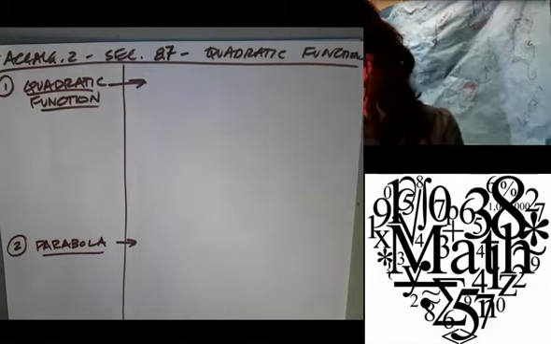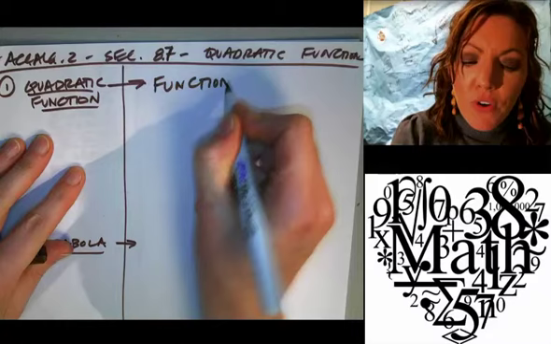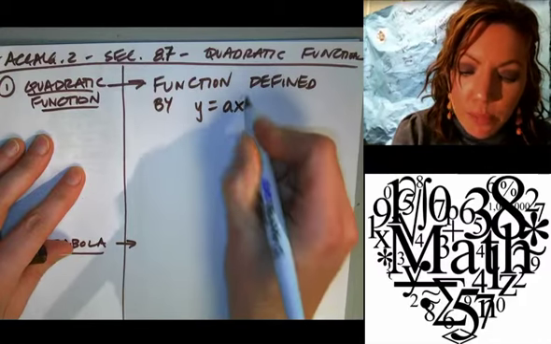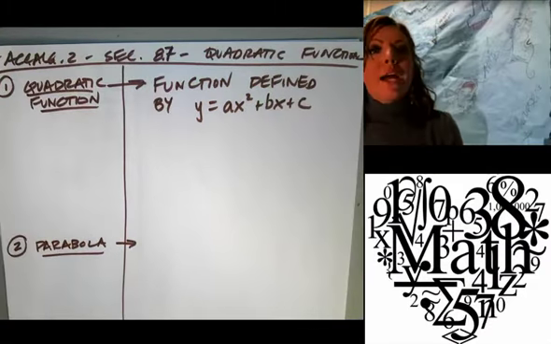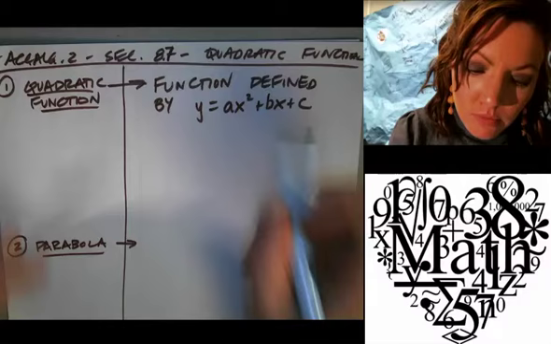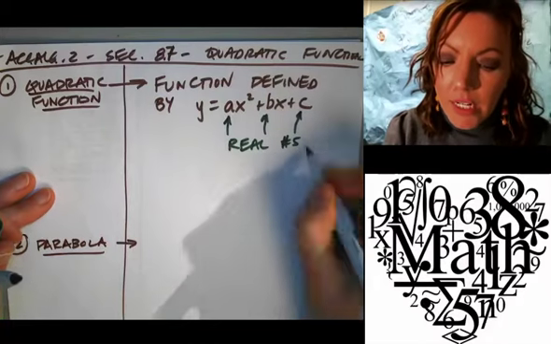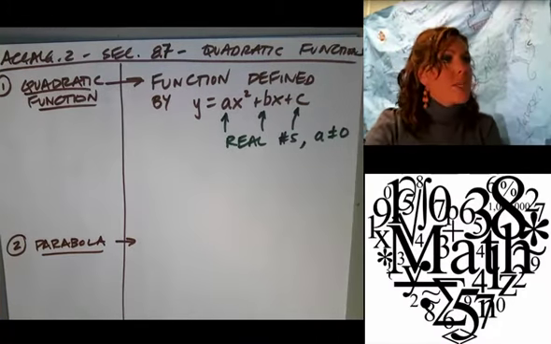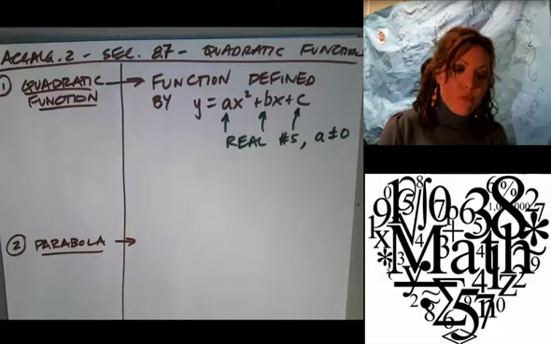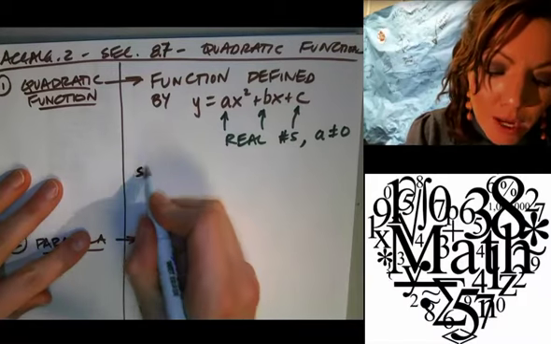Okay, so a quadratic function is a function that is defined by y equals ax squared plus bx plus c, where in this equation, a, b, and c have to be real numbers, and a cannot equal 0. If a equaled 0, then 0 times x squared is 0, and then we would have an x in there, so we would have a linear equation, which is not a quadratic function.